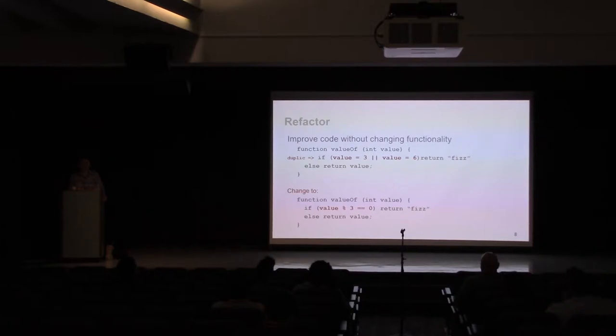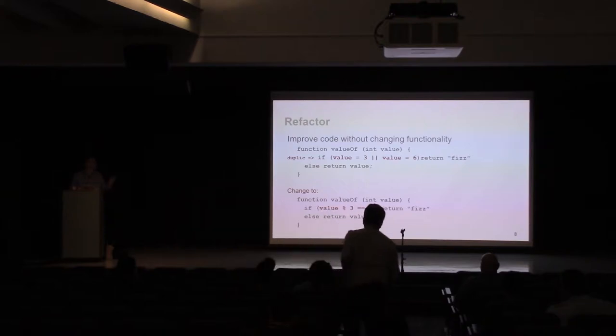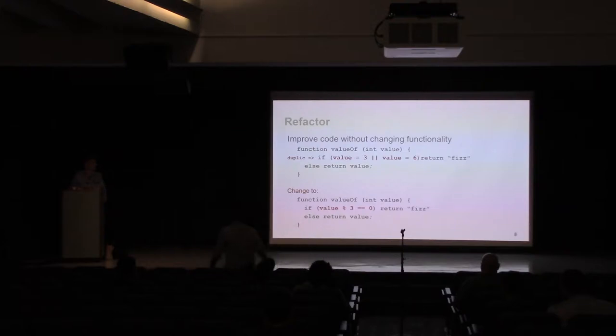So then we come to the refactor phase. In the refactor phase, you improve the code without changing functionality. And here's where it gets a little bit, it's not 100% true, but here I've got this duplicate value, value equals 3 or value equals 6. That's some duplication because I'm saying value equals twice. And for those of you who know Java, I already noticed there's a syntax error. It should be equals equals, but anyway.